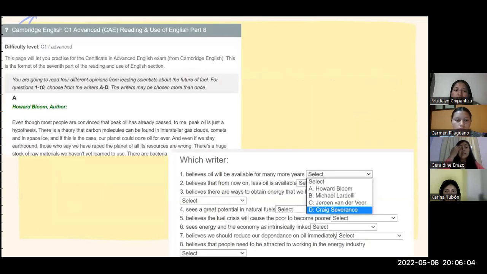Here we have the example. We have the title in green words, and we have the text. Then it says which writer, and the candidate needs to select from 4 options.